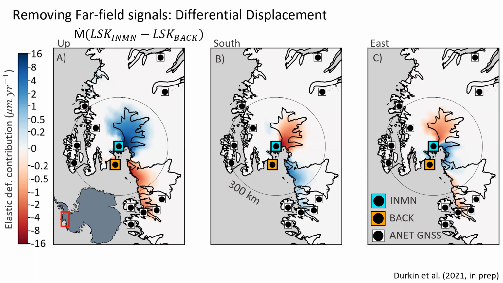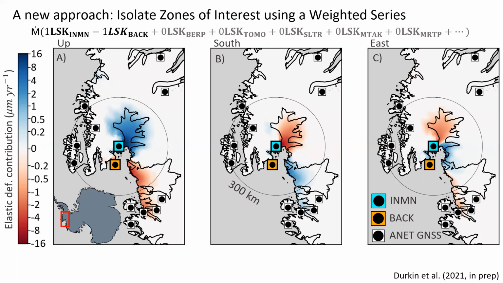As you can see in these maps, looking at a differential pair of GPS does focus the areas of relevant ice loss, but it doesn't exactly remove far-field sources of ice mass change. We're able to isolate the deformation due to mass loss of a particular zone of interest using a new technique that utilizes all of the available GNSS sites and adds them up in a weighted series.